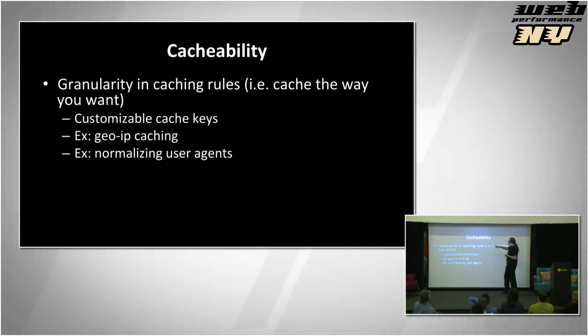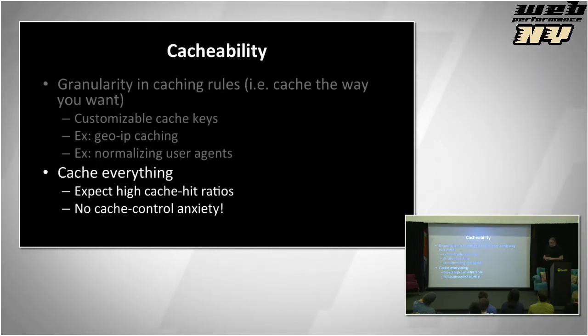So if you were to granularly cache those things and say, I want my cache key to not have just the URL, but also the user agent in it, that's an example of how you take over the caching rules that you have for your content. That's one example. There's more, though.